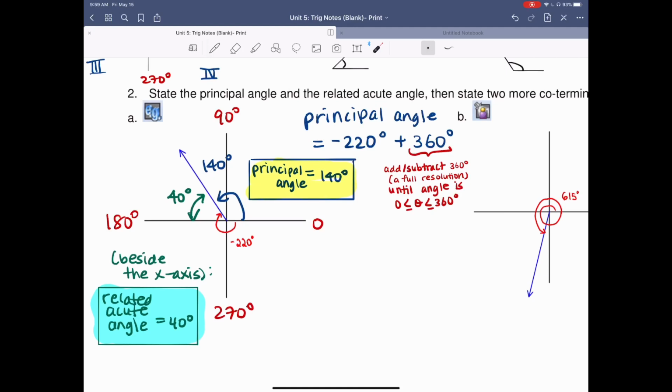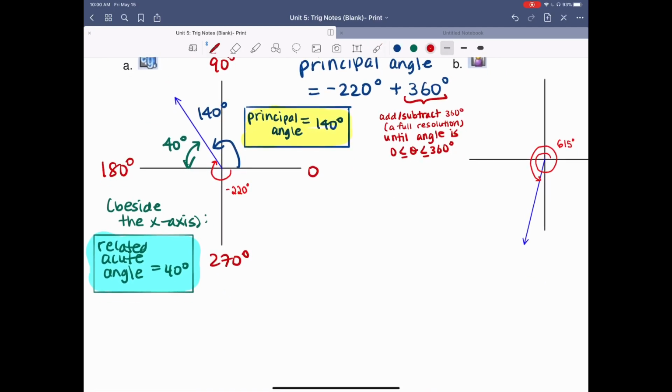So again, a really common mistake with the related acute angle is you want to be right beside the x-axis. People will write, let's say, 50 degrees. That's not it. It's a big no-no. You have to write the related acute angle that is attached beside the x-axis, not the ones attached to the y-axis. Those mean nothing to me right now.